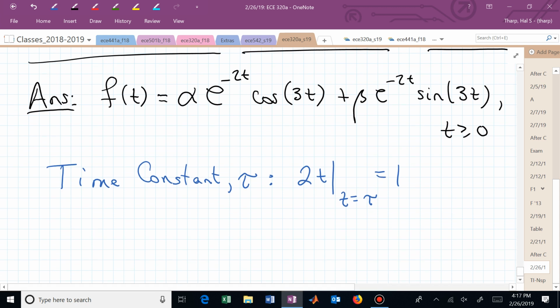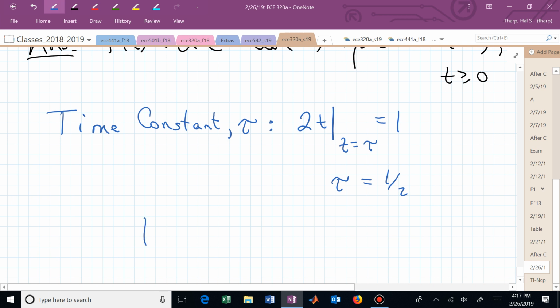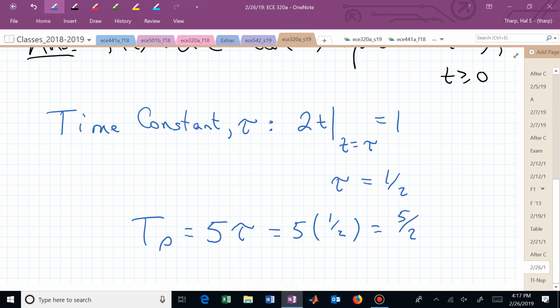What's tau? 1/2. Now the settling time, t sub s, is 5 tau. That's 5 times 1/2, so it only takes 2.5 seconds to get to infinity. To infinity and beyond, and that's only 2.5 seconds.